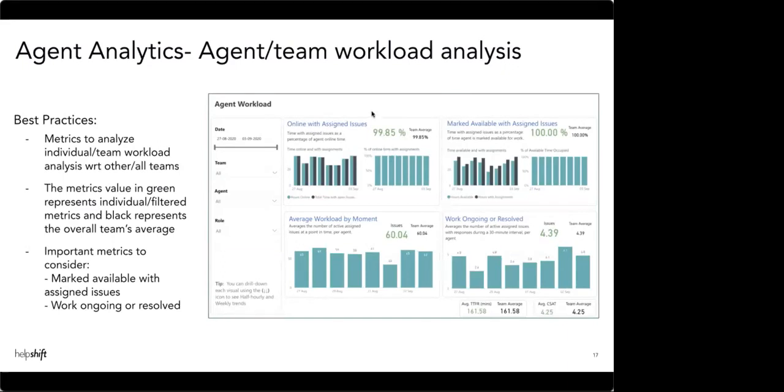The online with assigned issues measure is the percentage of one agent's or one team's workday that includes open issue assignments for the specified date range. This also limits its consideration to only the subset of your agents who are online. Likewise, the marked available with assigned issues measures the percentage of one agent's or one team's workday that includes open issue assignments. However, this further limits its consideration to only the subset of your agents who are A, online, B, logged in, and C, have marked themselves available to take on additional work.